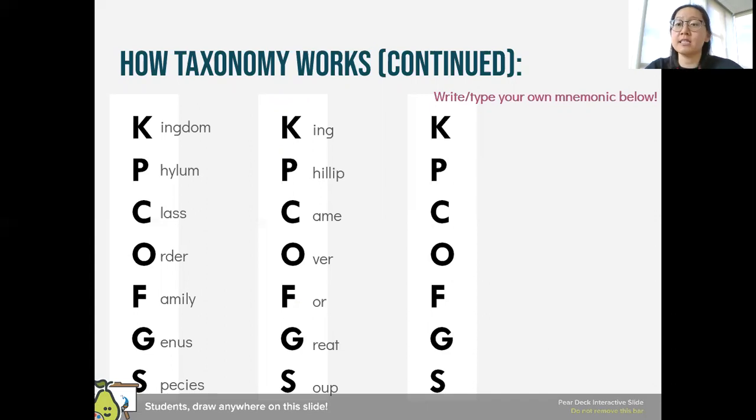Each word of the sentence must begin with the letter K for the first word, P for the second word, C for the third word, O for the fourth word, F for the fifth word, G for the sixth word, and S for the seventh and last word of your sentence. Good luck on this one. It is kind of hard, so take your time.